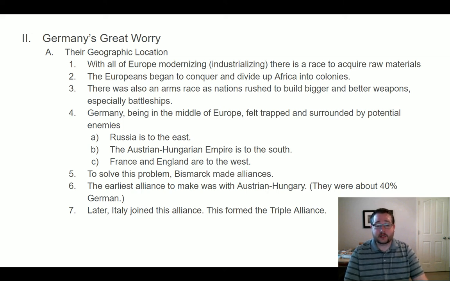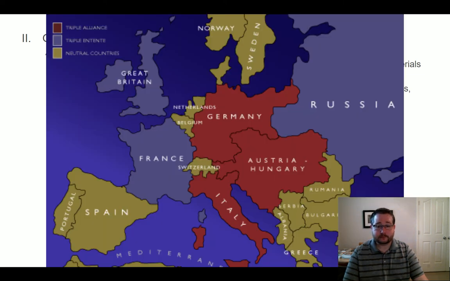Okay. Later, Italy ends up joining the alliance, and this forms the Triple Alliance. Now, Italy is culturally more similar to someplace like France. However, politically, they were more aligned with Germany at this time period. So here you see the two alliances that end up popping up: the Triple Alliance and the Triple Entente, I believe is how you pronounce it. I am not exactly certain about that.